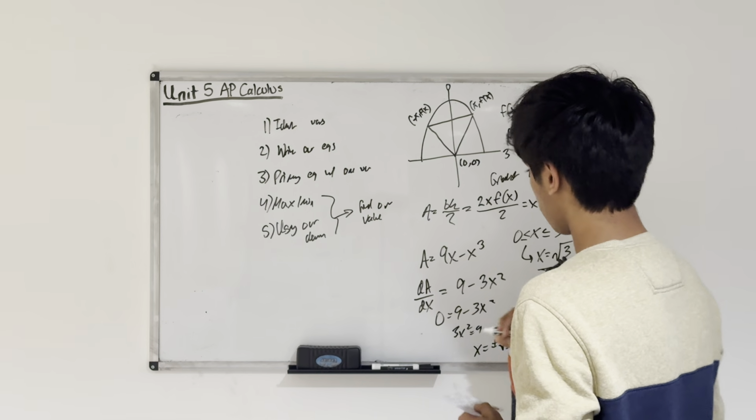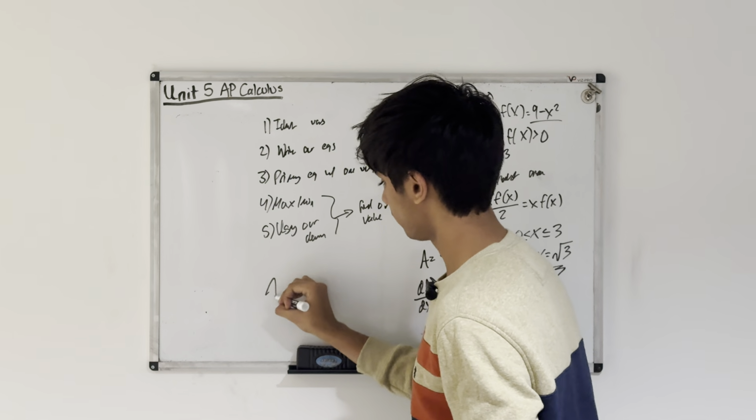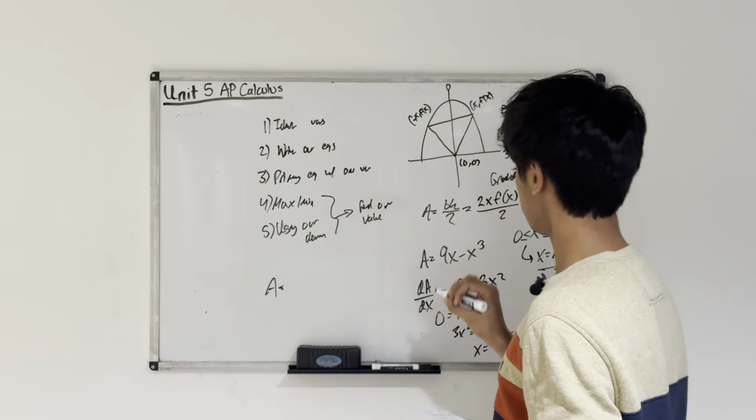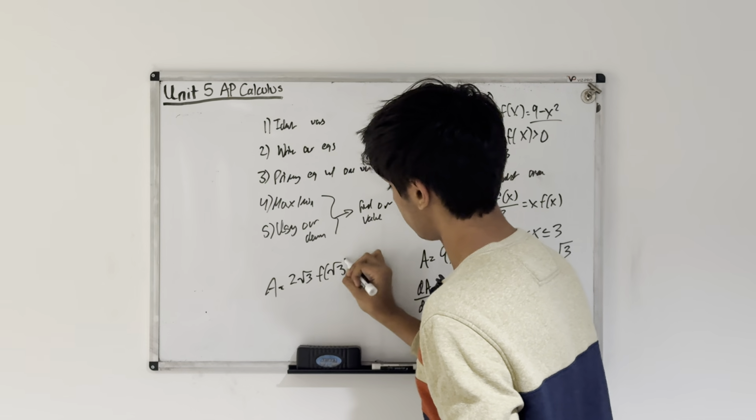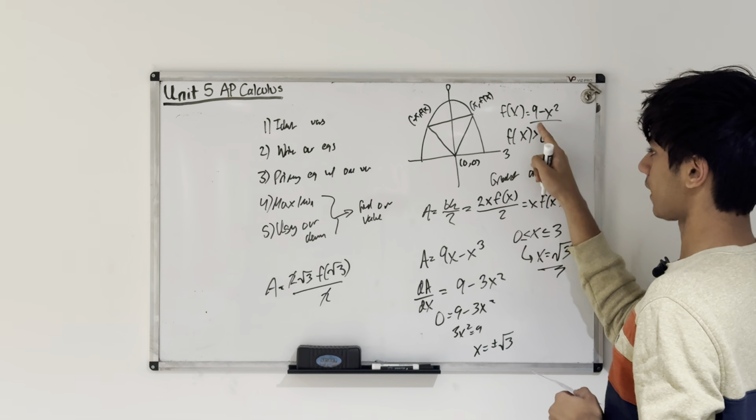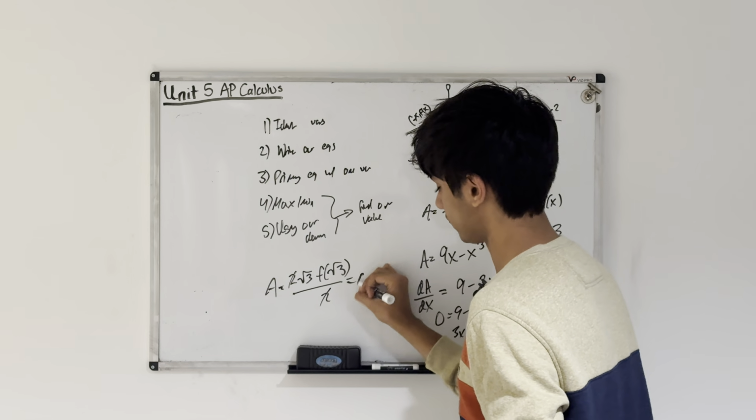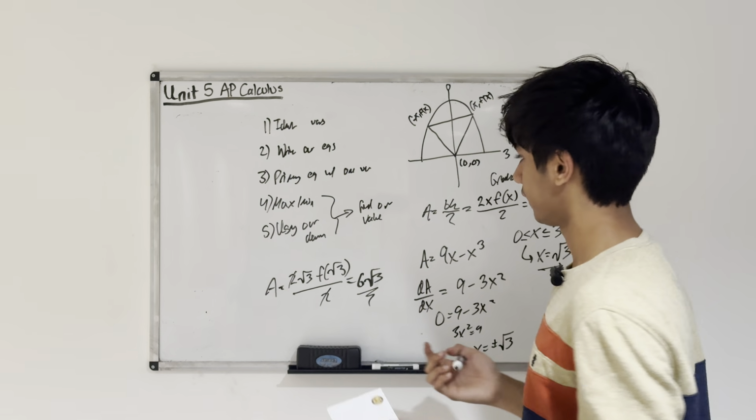So now to find the area, all we have to do is plug it into our formula. So we know that the area is base times height divided by 2. So 2 root 3 times f of root 3 divided by 2. The 2's cancel out. f of root 3 is going to be 9 minus 3, which is 6. And we get 6 root 3 as our optimized maximal area.